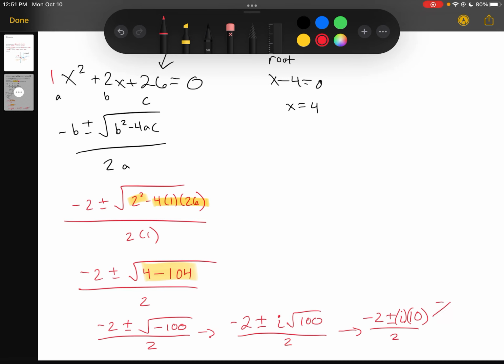over 2. And then split this up into its positive and into its negative parts. So we'll have negative 2 plus 10i over 2. And we'll also have negative 2 minus 10i over 2. So a couple things that we can do. Because there is a 2 on the bottom, and 2 does in fact go into each of these numbers, we can utilize some factoring to simplify.